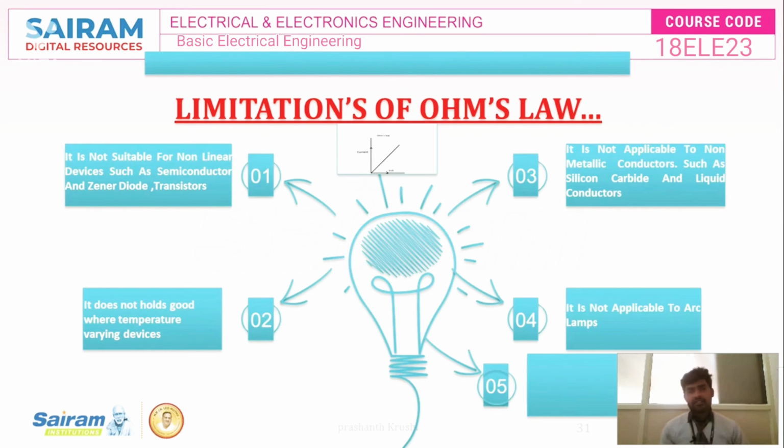Arc lamps, I think you might have seen, right? If you switch on the power supply, it will glow fully only after 2 or 3 minutes, because inside the lamp the temperature has to reach some limit. Suppose the temperature limit is 3000 degrees Celsius, then only the lamp will be glowing. So there also Ohm's law is not applicable, because temperature variation will be there. I told you, the statement itself says temperature remains constant.